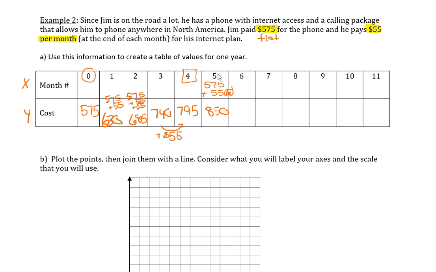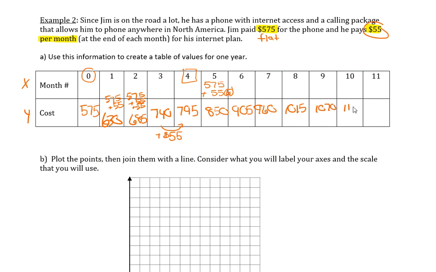If he doesn't trade it in or hand it in at the end of the 5th month and he has it for 6 months, then it's $905. Of course, it's more money. Every month he keeps the phone, he's paying another $55 all the time. So we're just going to keep putting $55 in, $960. The 8th month, this is a really expensive phone. The 9th month, $1,070.